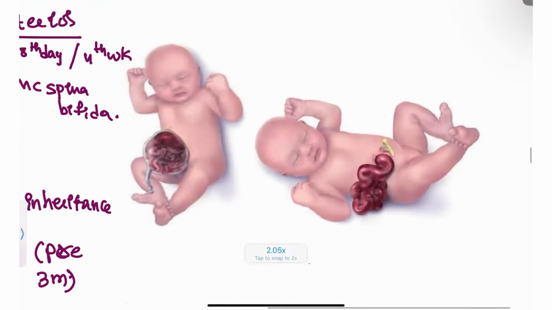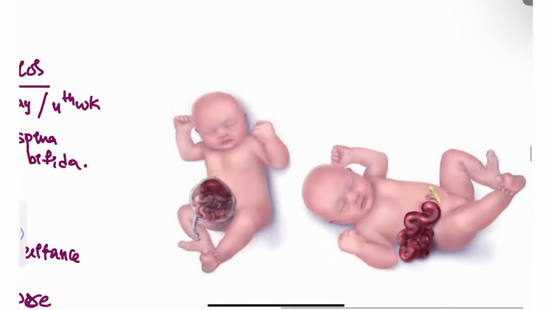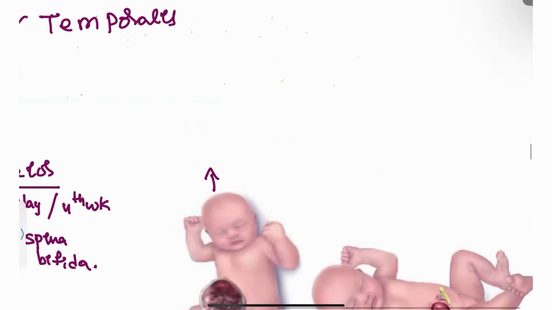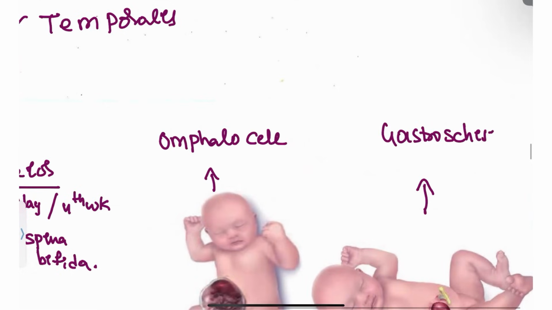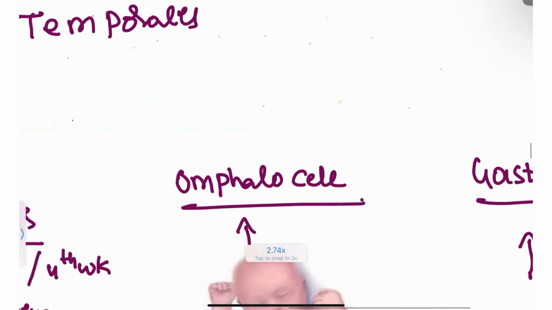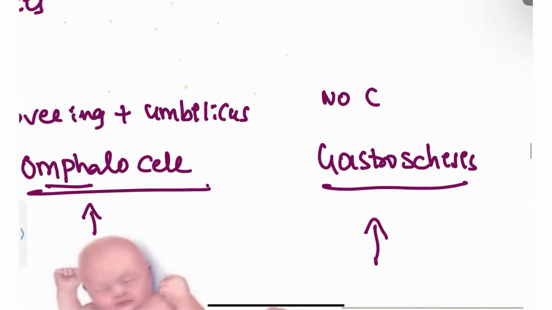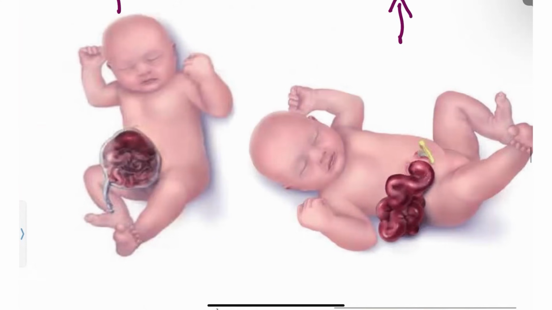Next, what are these structures, guys? These pictures show that this patient is suffering from omphalocele, and this patient is suffering from gastroschisis. Omphalocele is associated with a covering, because omphalo comes from the umbilicus, and gastroschisis has no covering, because it is not coming from the umbilicus, it is actually coming from the anterior abdominal wall. Okay, see, this is how it is going to present.